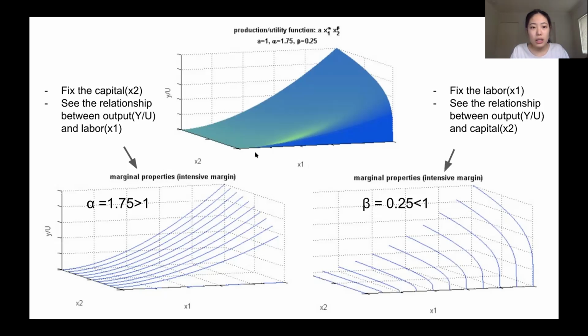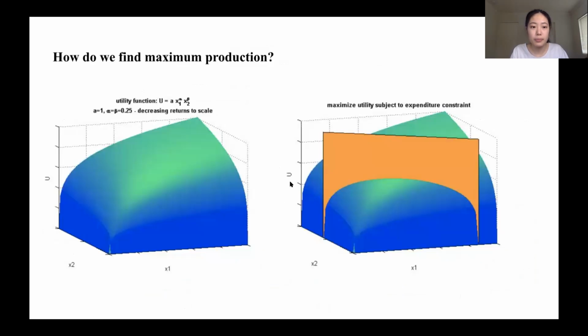But think about the return to scale. Actually, the return to scale here is 1.75 plus 0.25, which is 2, greater than 1. Greater than 1 means increasing return to scale. So if you increase all labor and capital C times, even though capital has diminishing return, it will eventually give you an increase in return to scale. So this is our marginal product and law of diminishing return.